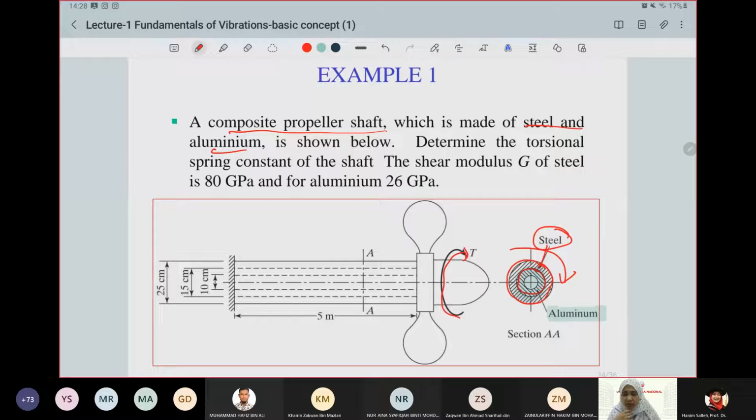Okay, how many of you say that you have to determine the equivalent stiffness of the steel and the aluminum of the shaft? How many of you think this is an example of calculating your equivalent stiffness? Is this series or parallel stiffness? How many of you think this is parallel? Put up your hands, class. Because you have to find K equivalent from K due to aluminum and K due to the steel. And this shaft experiences torsion. How many of you think this is a parallel problem?